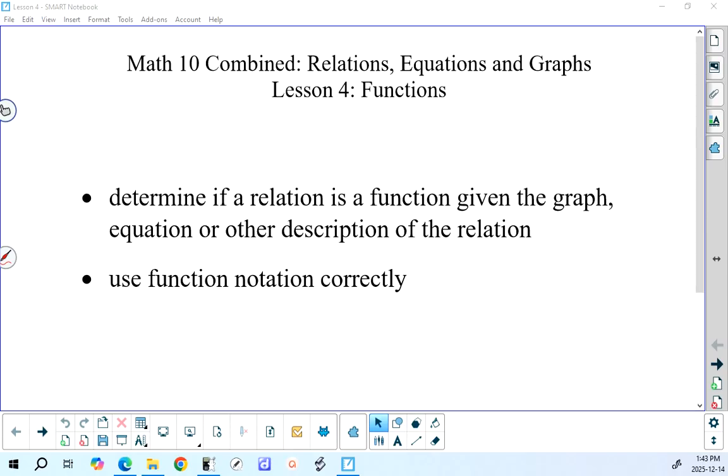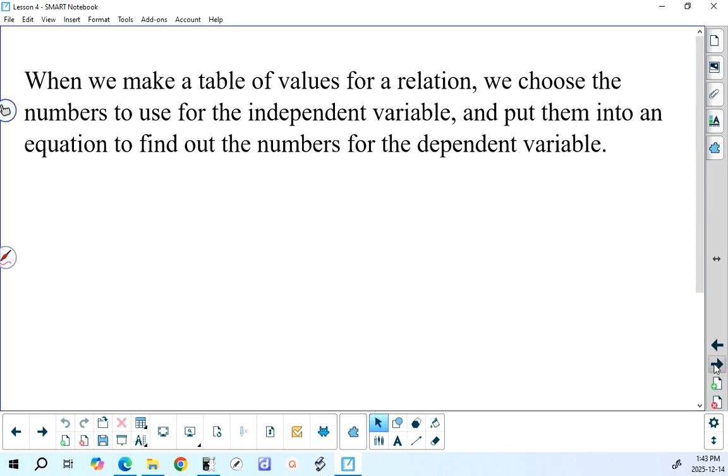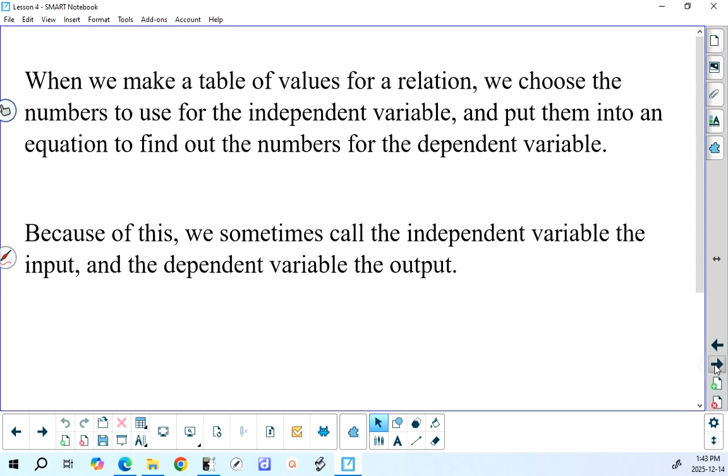Well, let's get into what the special feature is that makes a relation a function. First of all, when you make the table of values for a relation, you almost always choose the value for x and put those values of x into the equation and figure out what we get for the y value. That's almost always what we do. You put x in and you get y coming out. Because of this, we sometimes call the independent variable, which is x, the input, and the dependent variable, which is y, we call the output.